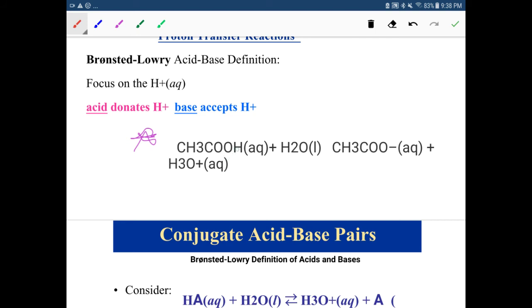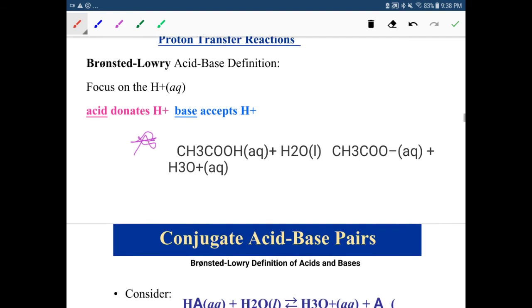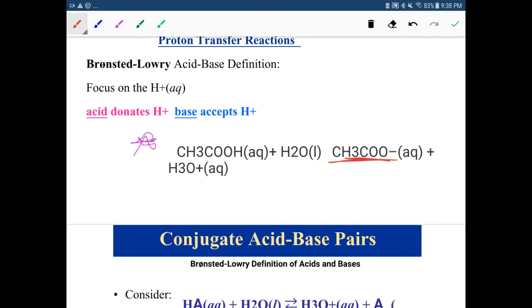All right, so CH3COOH in the reactant side becomes CH3COO minus. So what happened to this substance? It lost an H plus. Since it lost the H plus, since it donated the H plus, the CH3COOH will be the acid. And what happened to the H?